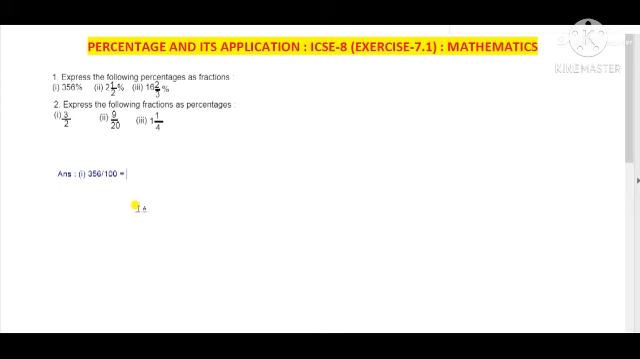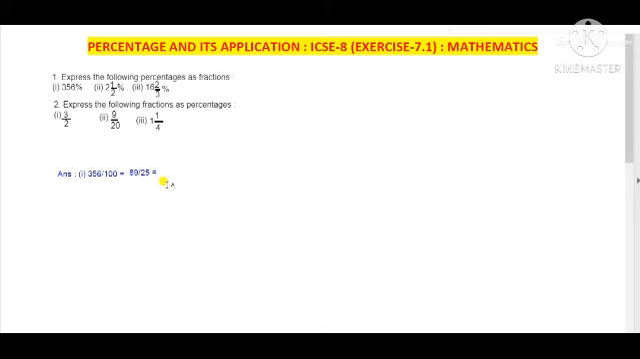After calculation, it will be 89 divided by 25. We have divided 356 by 4 and also divided 100 by 4. After this, it will be 89 by 25.